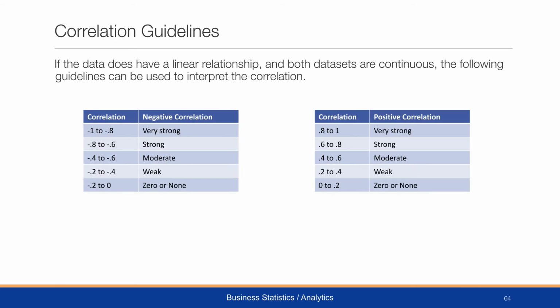If you have something from -1 to -0.8, it's a very strong negative correlation. And then roughly every 0.2 in between. -0.8 to -0.6 is strong. -0.6 to -0.4 is moderate. -0.4 to -0.2 is weak. Anything from -0.2 to 0 or 0 to 0.2 is no correlation. And then we move the reverse way. 0.2 to 0.4 is weak, 0.4 to 0.6 moderate, 0.6 to 0.8 strong, and then 0.8 to 1 very strong.